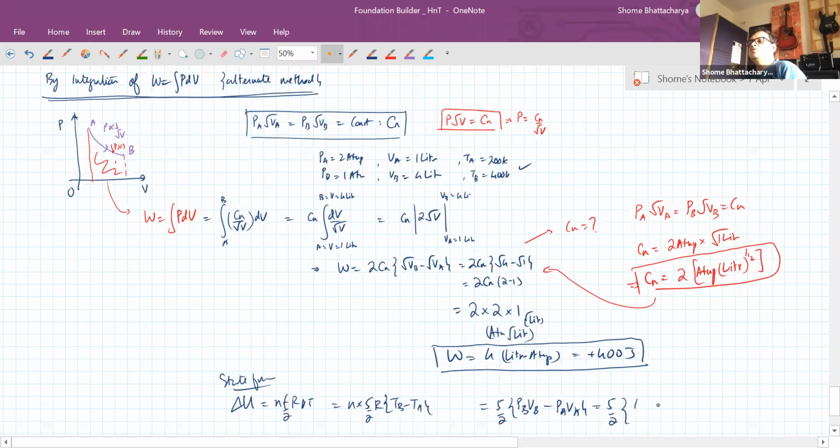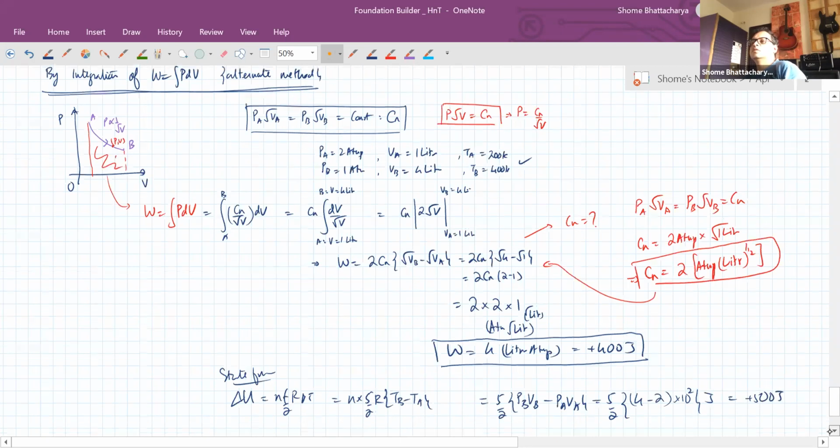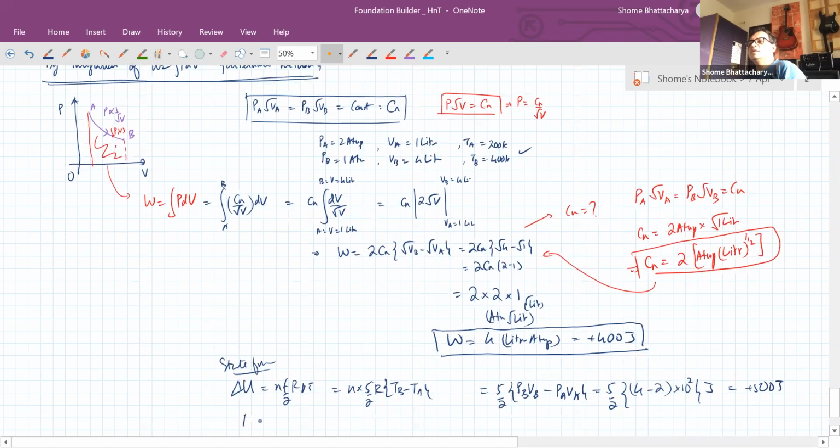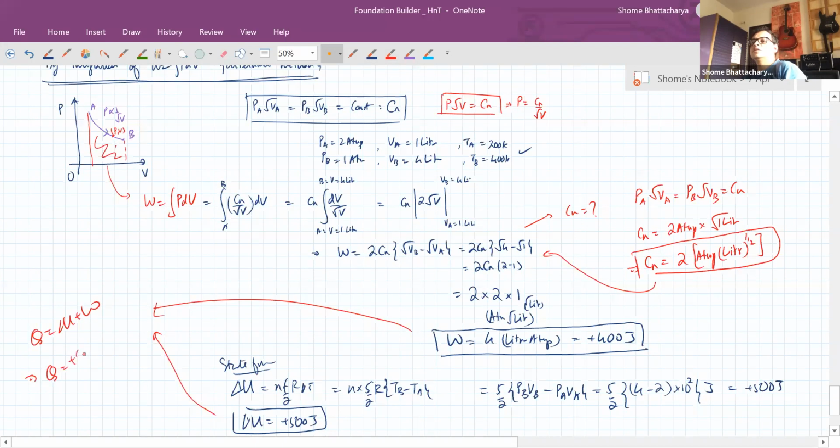So you can see the final is 4 liter atmospheres. Initial was 2 liter atmospheres. So this is becoming plus 500 joules. So as expected, delta U is plus 500 joules. And now we will calculate Q by the first law of thermodynamics. So using the work done and the delta U that we have calculated, Q will come as delta U plus W, so plus 900 joules.